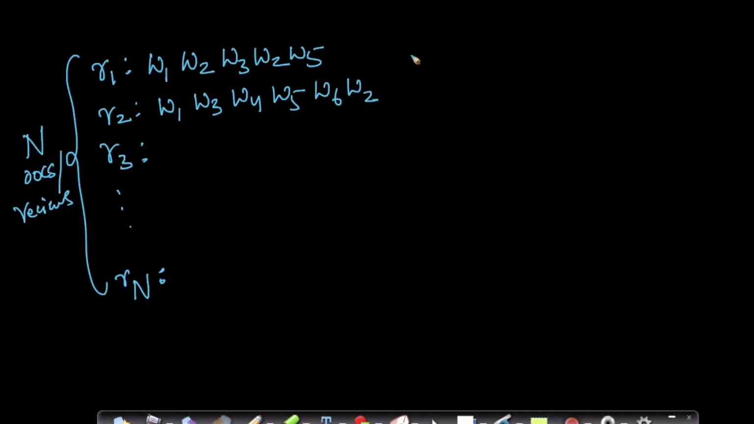Now, how do we write it in bag of words? How many words exist here? There are 5 words in total. And here, how many words? 3, 4, 5, 6 words in total. There are 6 words in R2. Of course, some words are repeating. That's perfectly okay.